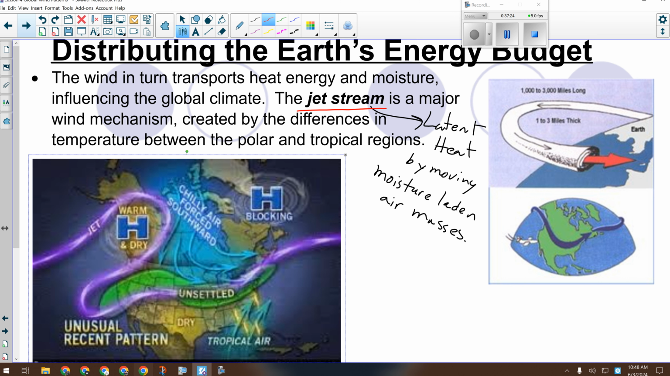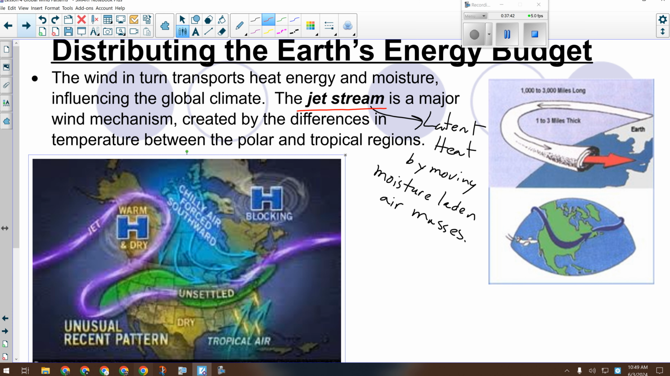Now, we don't feel the jet stream on the Earth's surface. The only place on Earth where you could ever feel the jet stream would be if you were above 10,000 meters. So top of K2, top of Mount Everest, something like that. It is a very high altitude wind mechanism.